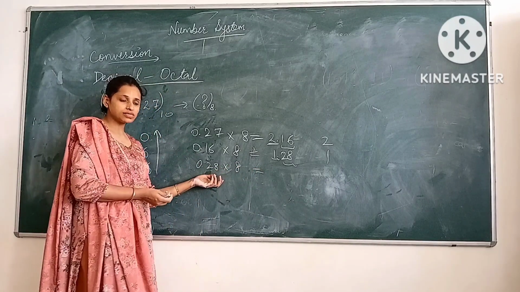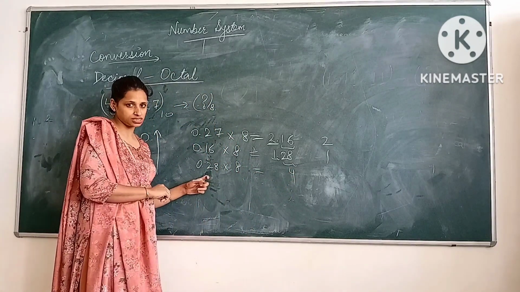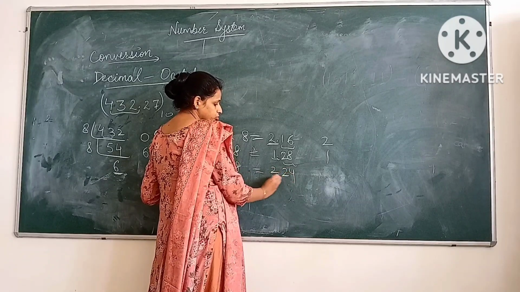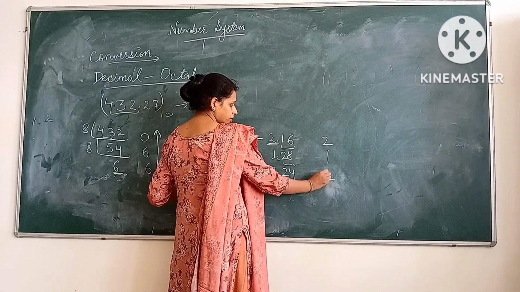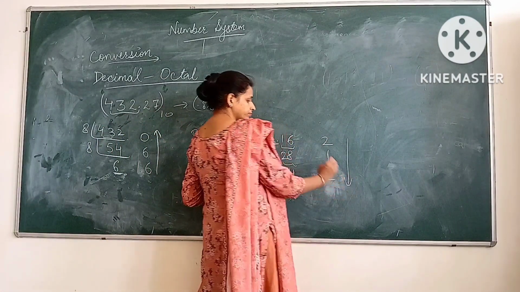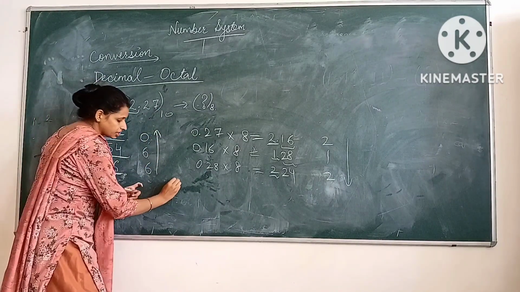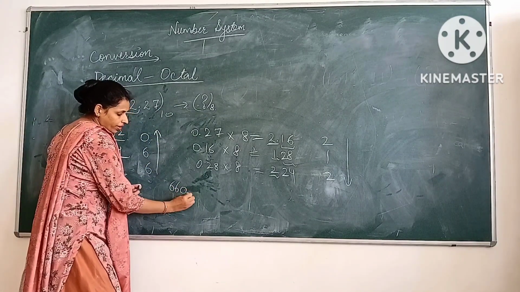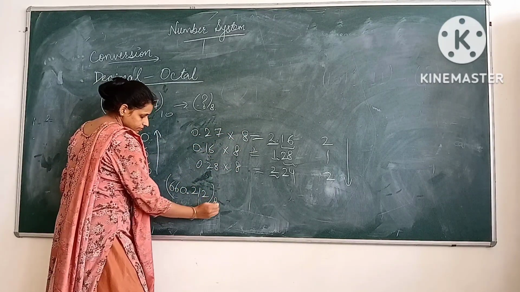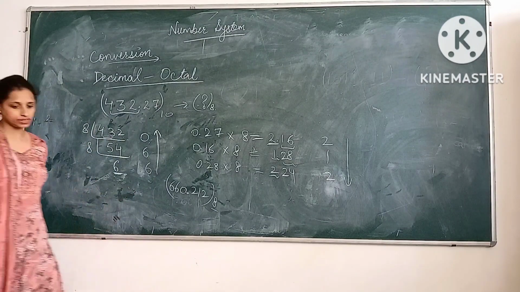8 8s are 64, 6 carry. 8 2s are 16 and 6, 22. That is 2.24. This 2 is for the answer. Now this is from top to bottom. So the final answer is 660.212. This is decimal to octal conversion.